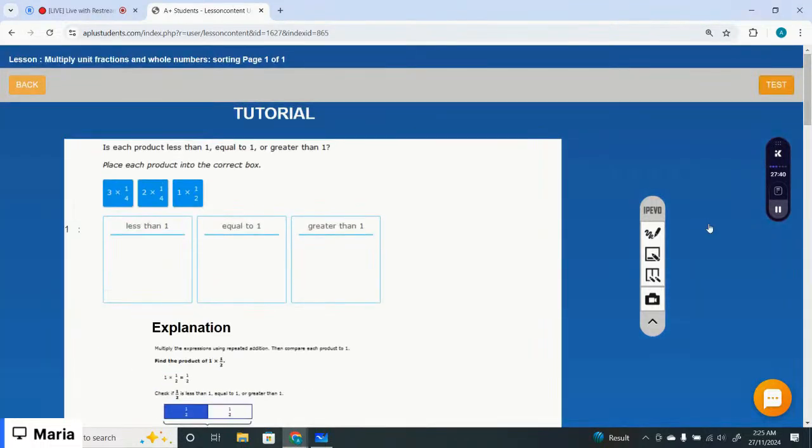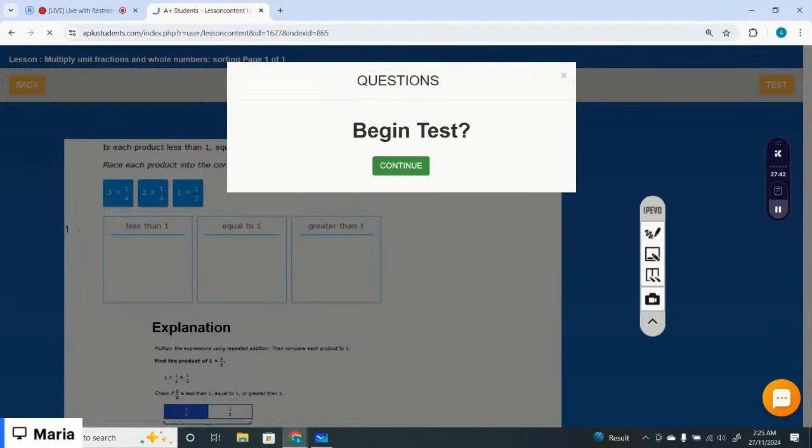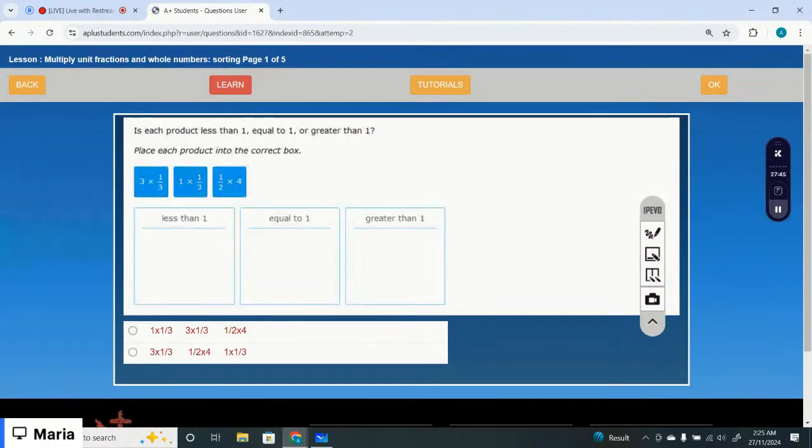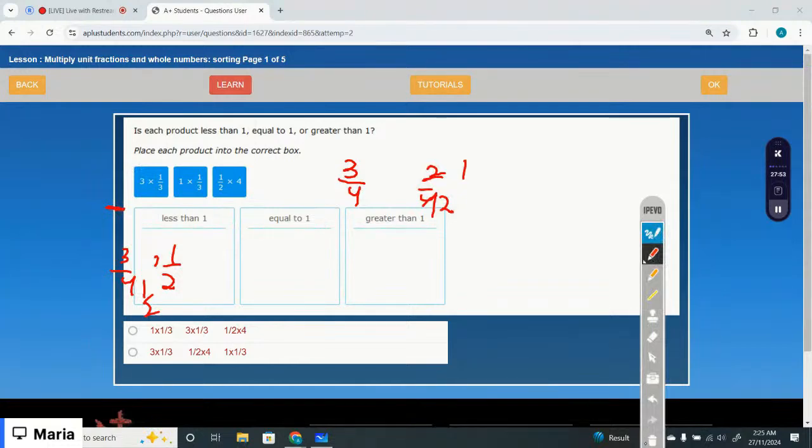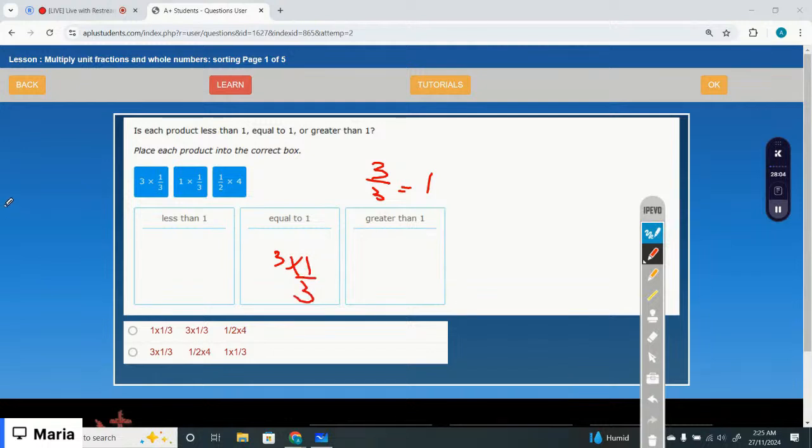Let's just start with the test questions. Is each product less than 1, equal to 1 or greater than 1? So 3 times 1 by 3, multiply them, right? You have to do numerator times numerator, denominator times denominator. So that is 3 by 3, that equals 1. So 3 times 1 by 3 is equal to 1, right? 1 times 1 by 3 is 1 by 3, less than 1.